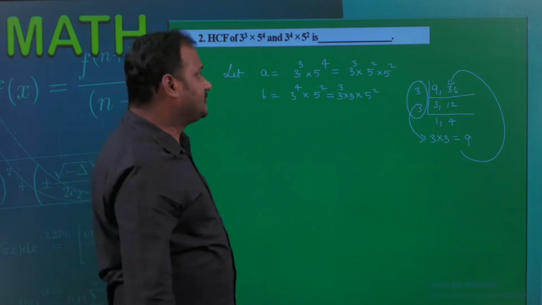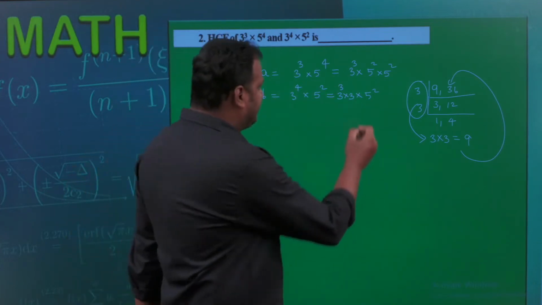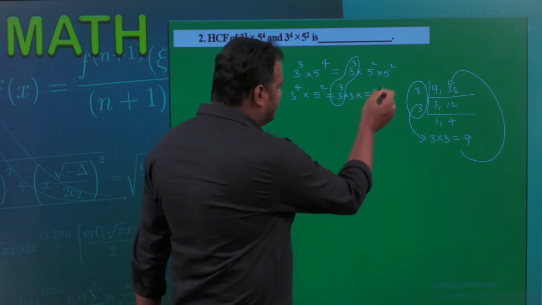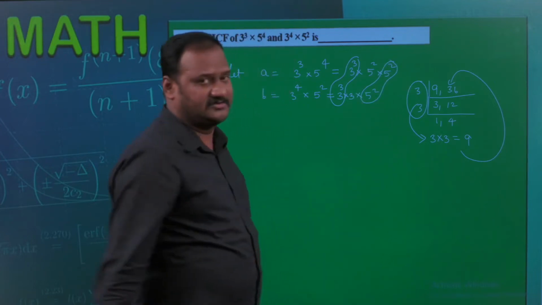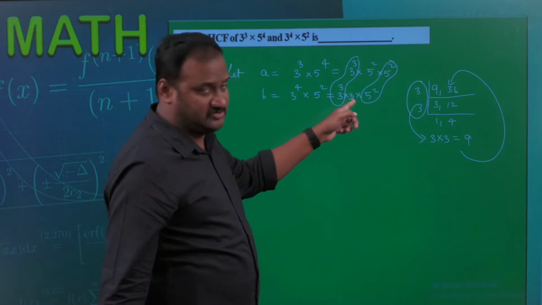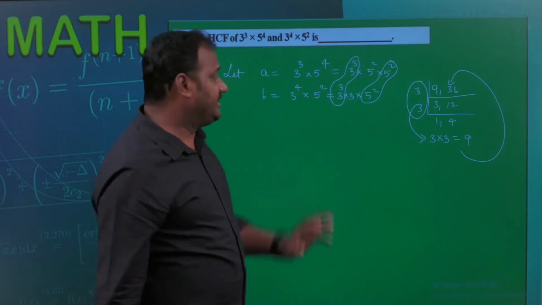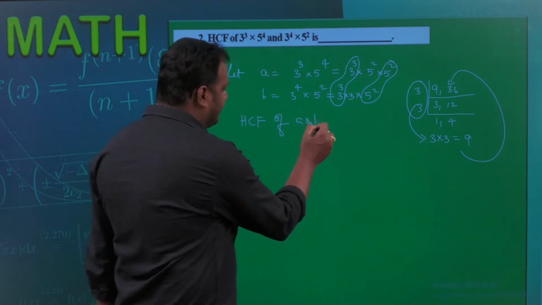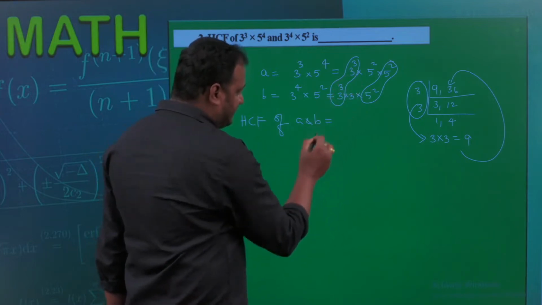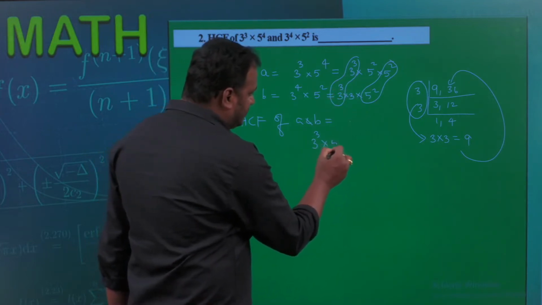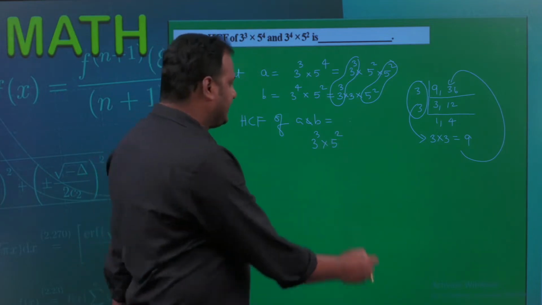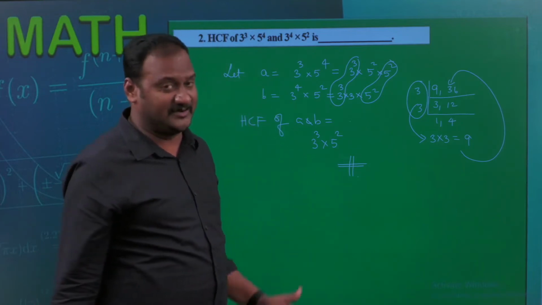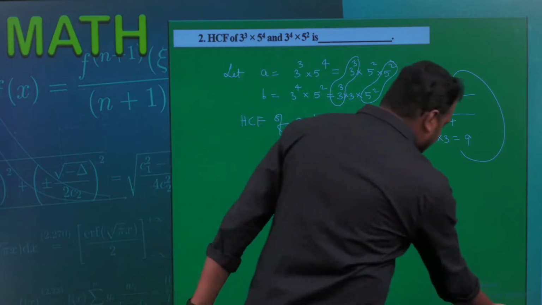Got my point? Now see what are the common things in both. 3 power 3 is the common one in both. And 5 power 2 is also common in both. And here 5 power 2 is extra, and there 3 is extra. So therefore, highest common factor of A and B is going to be 3 power 3 into 5 power 2. Right? So 3 power 3 into 5 power 2 is the HCF of the given two numbers. Hope you understand how to answer this. Right. So moving on to the next problem.